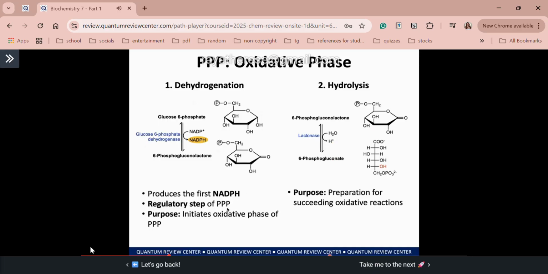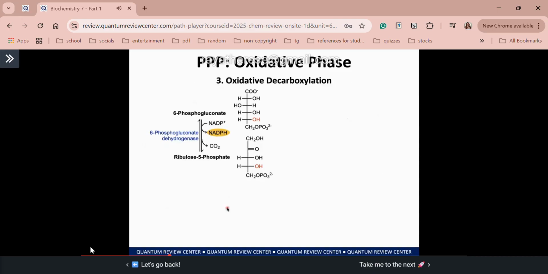Okay, let's go to the last reaction of the oxidative phase. Sir, that's easy pala. Yes, and this is again, class, another oxidation or redox reaction. Familiar now with oxidative decarboxylation? So class, again, in this reaction, oxidation occurs simultaneously with decarboxylation. But again here, we will use NADP+ as our coenzyme.